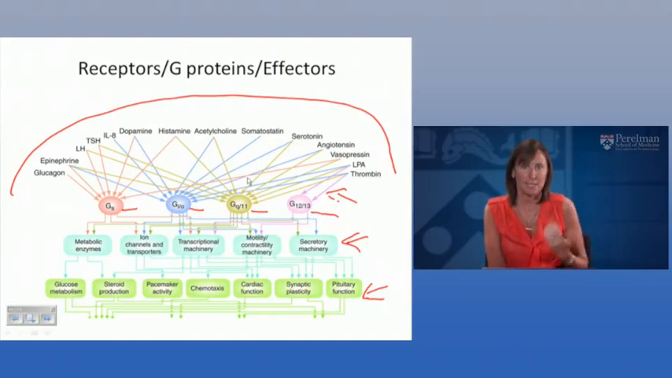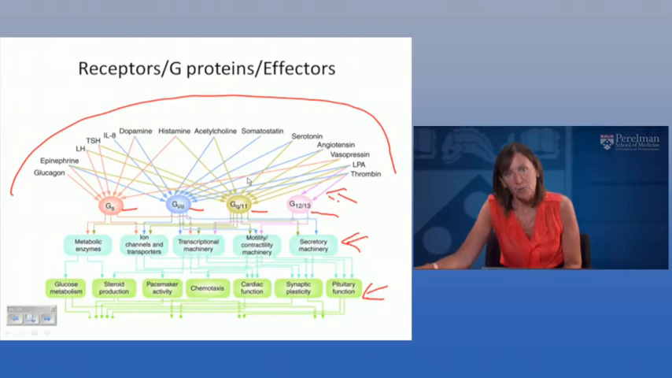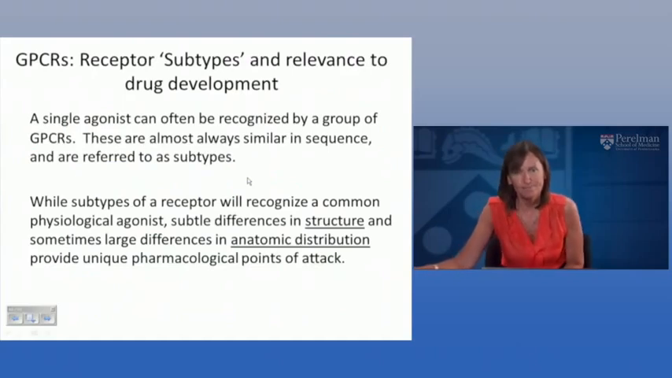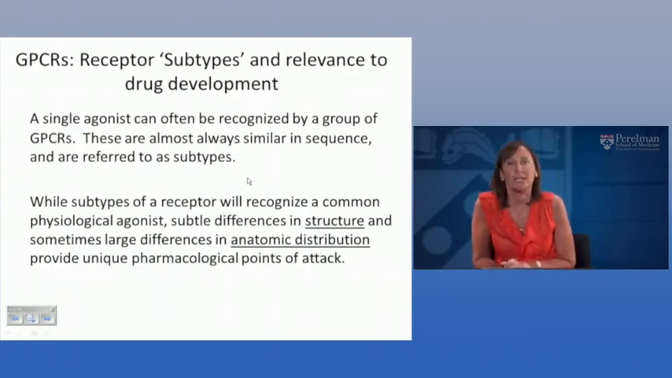Now, this makes things complicated, but it also provides us with opportunity. As long as we have an appreciation for where the drugs actually have their impact, we can be somewhat predictive in how we develop the drugs and anticipate their pharmacodynamic effects, both good and bad. So now I'm going to shift the conversation a little bit to talk about subtypes.